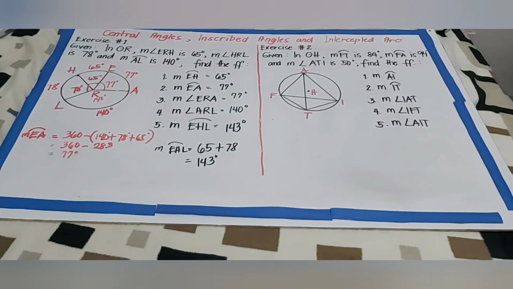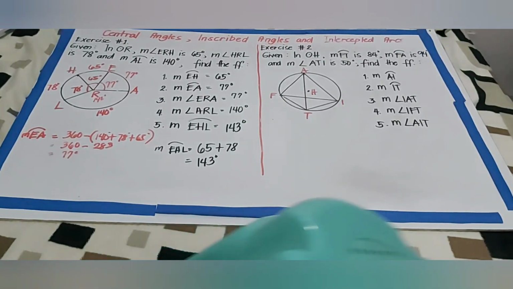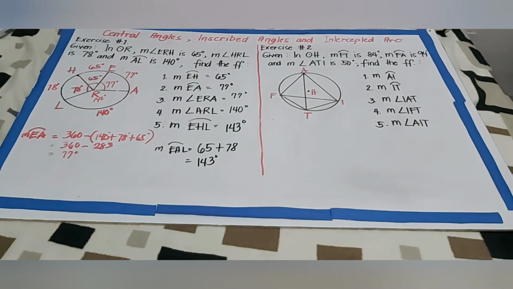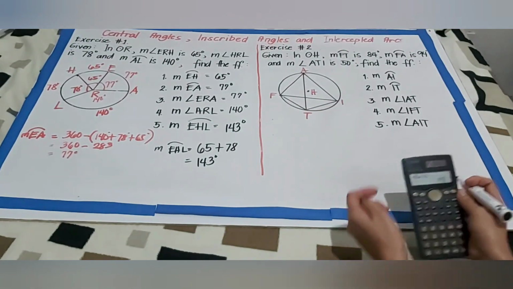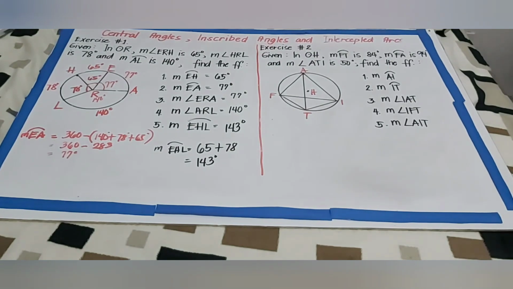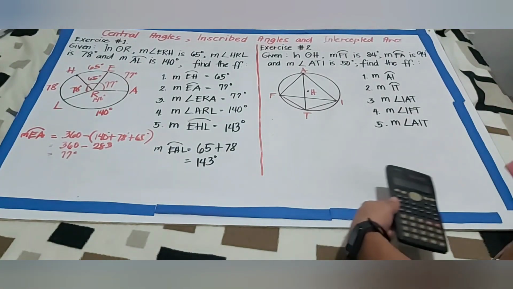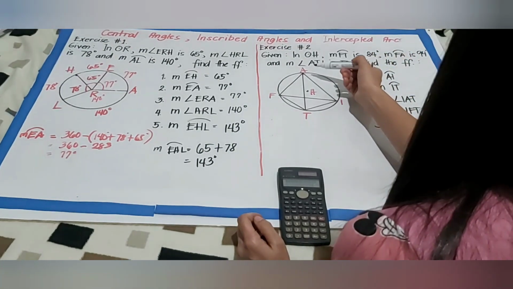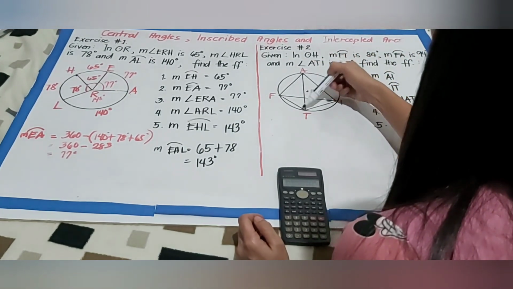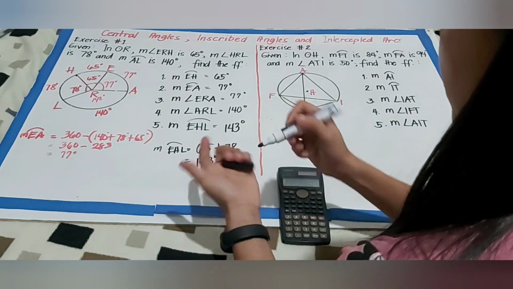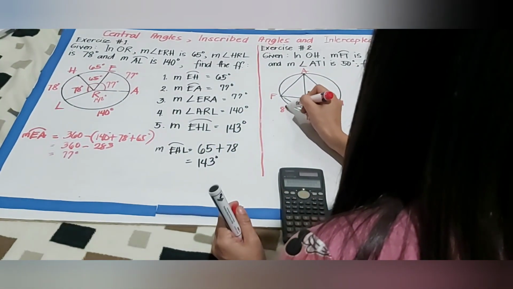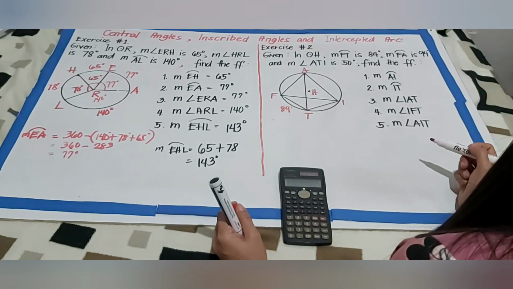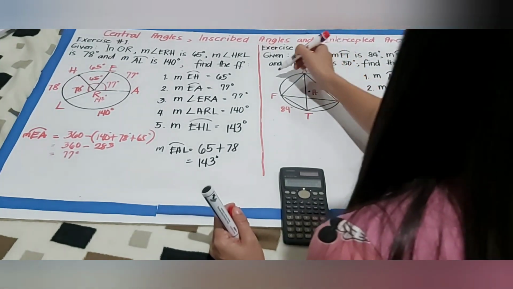central angles. Now, for inscribed angles, let's have this. Exercise number 2. Given in circle H. So, circle H tayo. Measure of arc FT is given. Okay, so 84. Pwede ko na isulat agad para mabilis. Arc FT. Saan yun? FT. Ito yun. This is, gamit tayo ng ibang ballpen para hindi nakakalito. Arc FT is 84. Yan. Arc FA, that's 94 degrees.